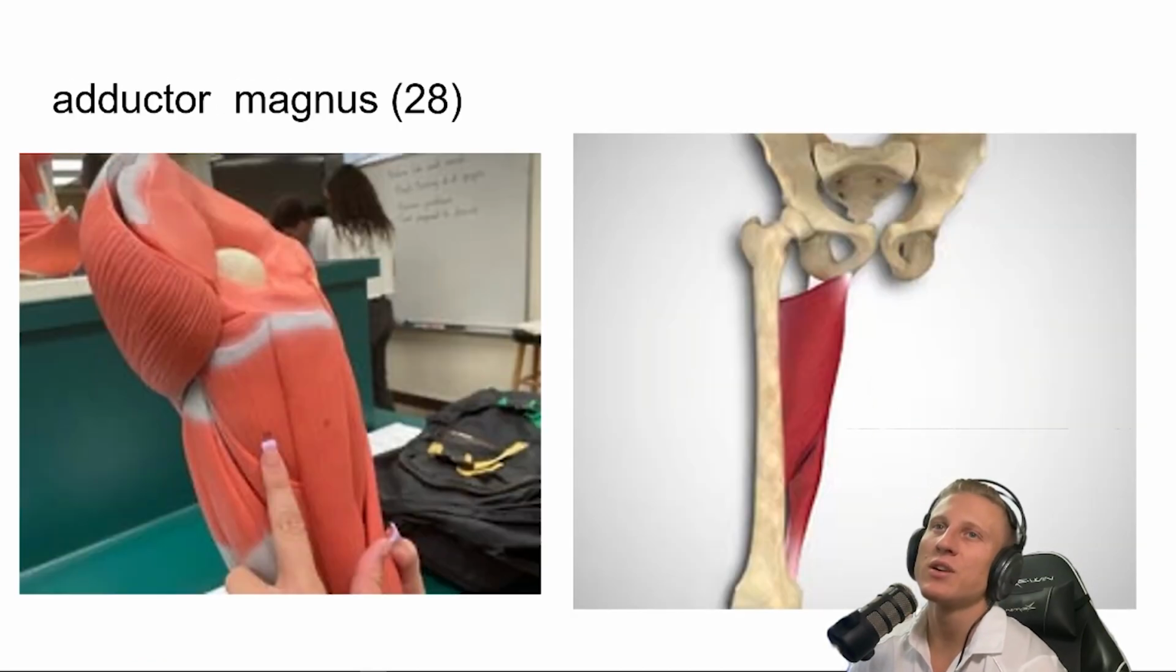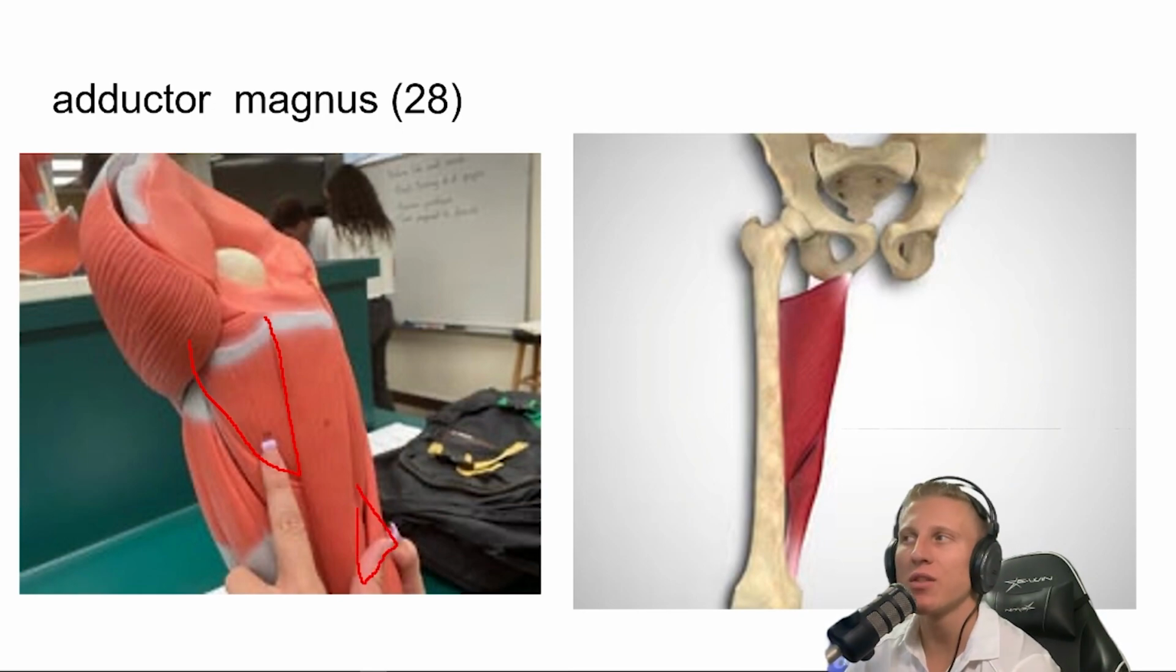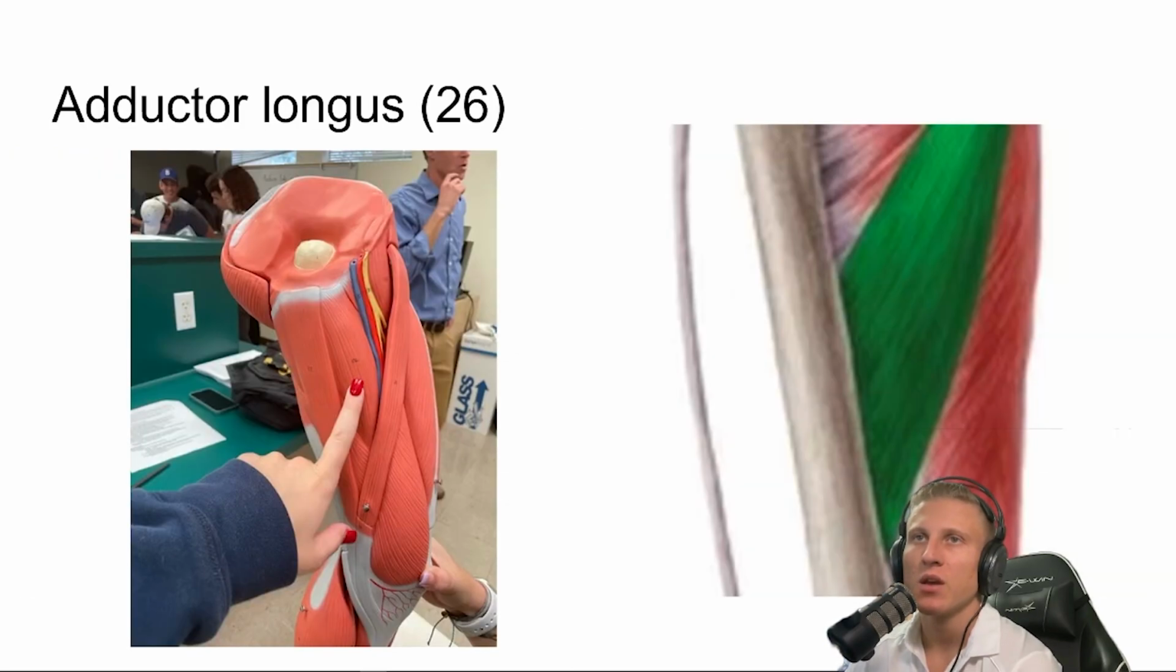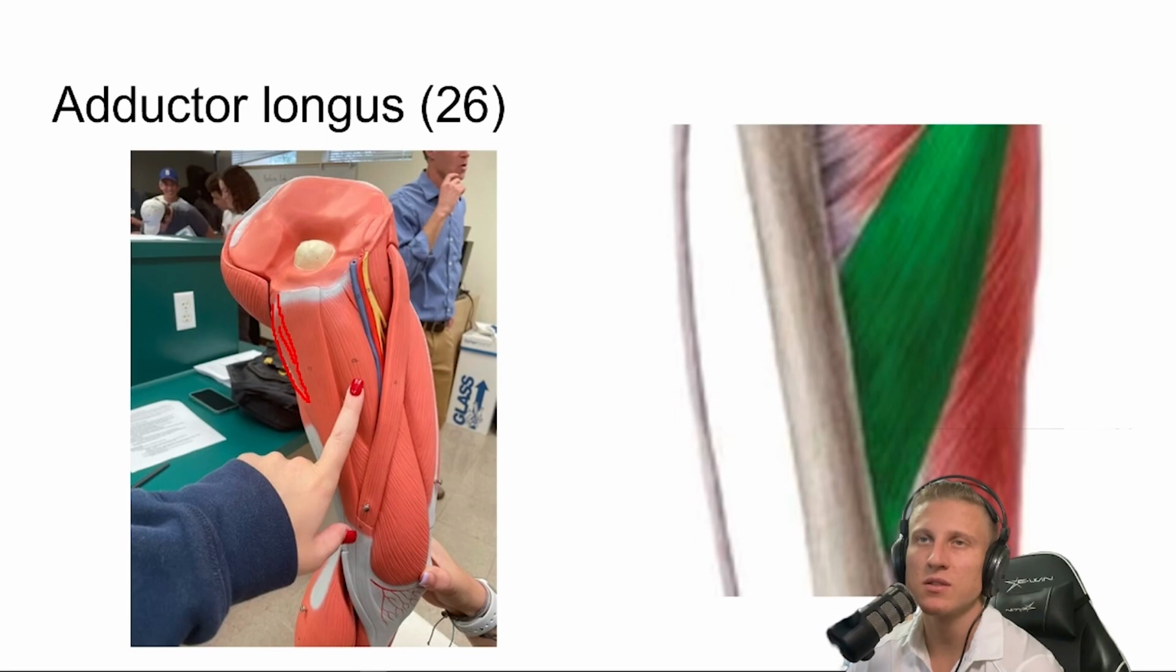Okay, and then the adductor magnus. We can actually see this in two locations. Not only do we see it right here where she is currently looking, but it would be down somewhere in this region. There's another portion where you can see adductor magnus. Adductor longus. So the magnus was back here. That was the magnus that she was pointing at, right? So this is this.